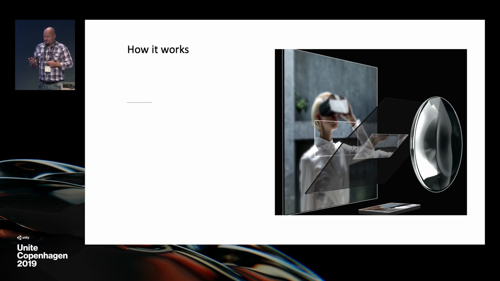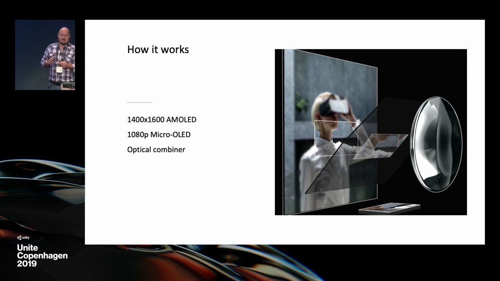How do we achieve this? We have two separate displays for each eye. The context display, the large one, is 1400 by 1600 AMOLED. And the focus display is 1080p micro OLED. We use an optical combiner, essentially a mirror, to generate the final image.